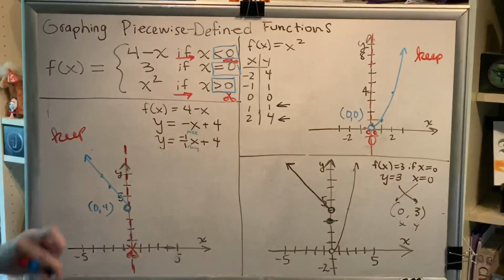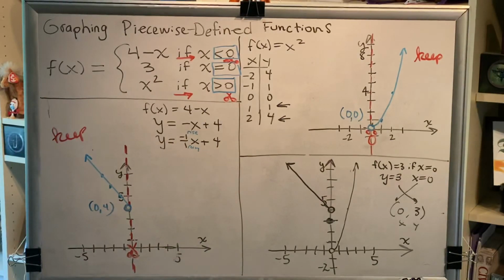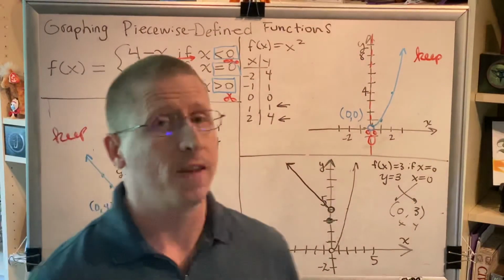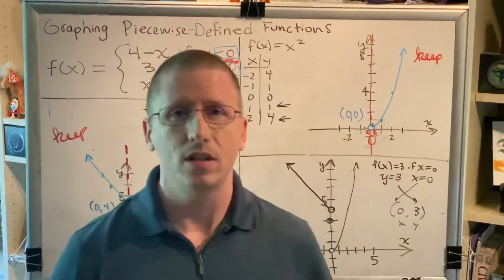And with that, we have created our graph of our piecewise-defined function. In our next video, we'll look more at this problem, and we'll talk about domain and range, and whether this graph is continuous or not.